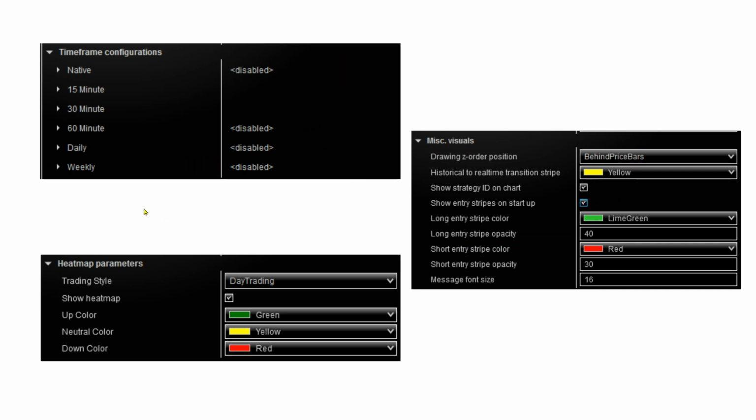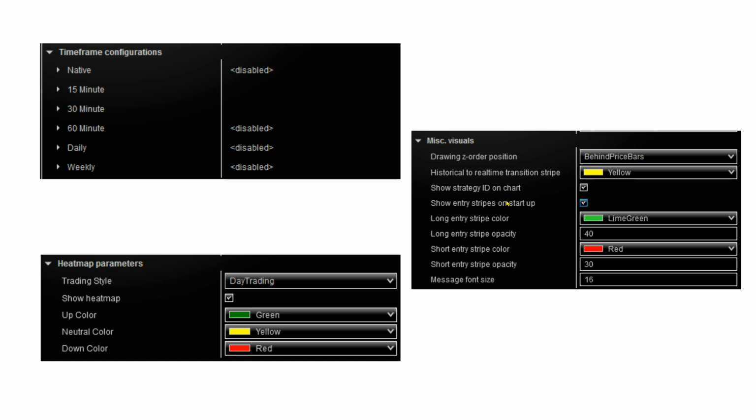So these are some of the other modules within there. So time frame configurations for the Guardian zones is important. In this particular situation, we see native is disabled. So say we're on 5 minute, when we've done the optimization, it's best to keep that off and just use the 15 and 30 minutes, which are enabled. The heat map parameters, for example, is day trading or scalping. In this situation, is day trading.